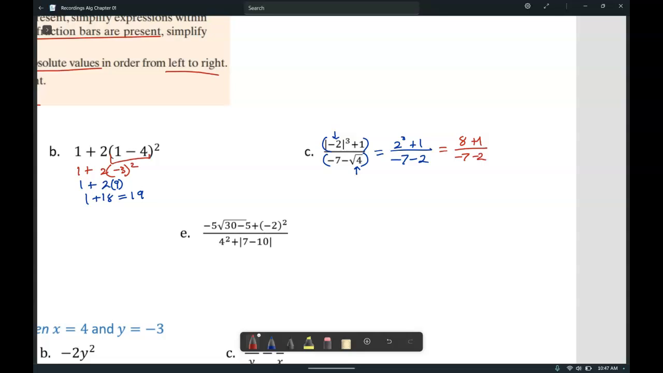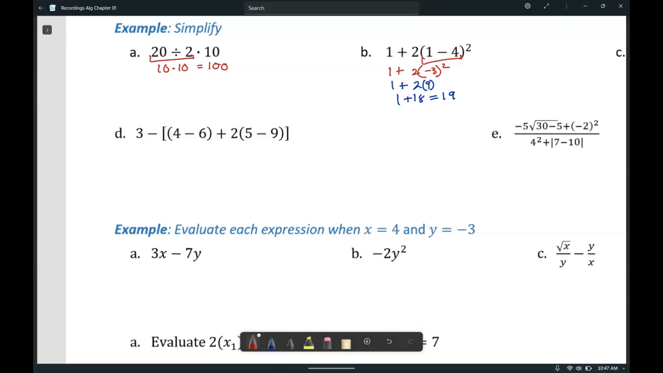Now we can take care of our addition and subtraction within the numerator and denominator. 8 plus 1 is 9. And then negative 7 minus 2 is negative 9. And then we can finish with our division. 9 divided by negative 9 is negative 1.